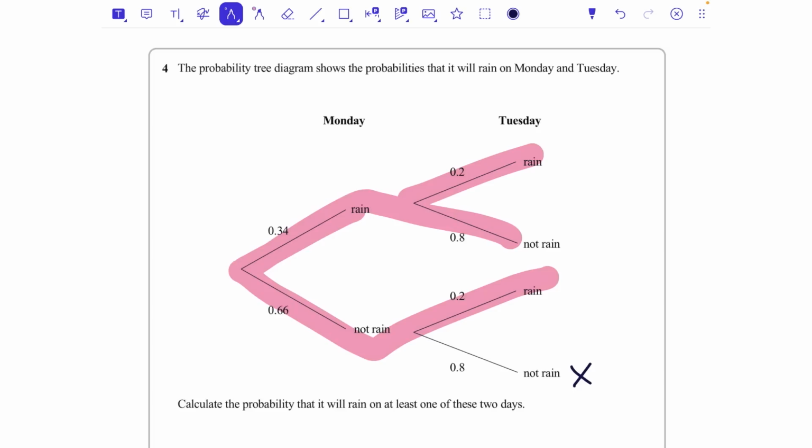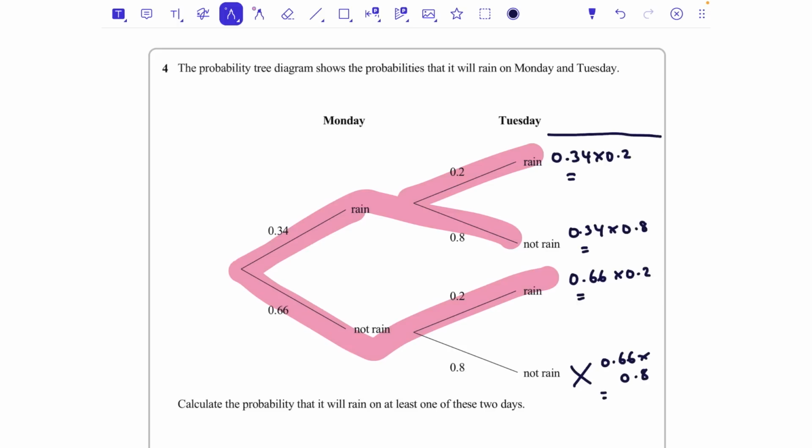Now to work out the probabilities, we multiply along the branches and then add the ones we want. So 0.34 times 0.2, that would get us the probability of it raining on Monday and on Tuesday. For the second pathway, we've got 0.34 times 0.8. For the third pathway, we've got 0.66 times 0.2. And for the fourth pathway, the one we don't want, if we wanted to work that out, it would be 0.66 times 0.8. And what we're going to do, because we want these 3 pathways, we're going to calculate these 3 and add it together.